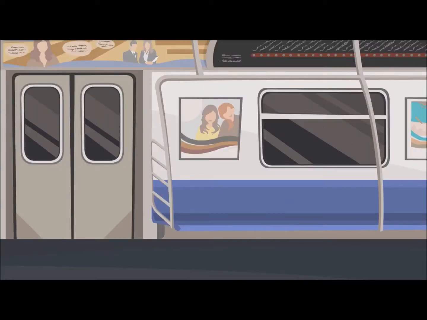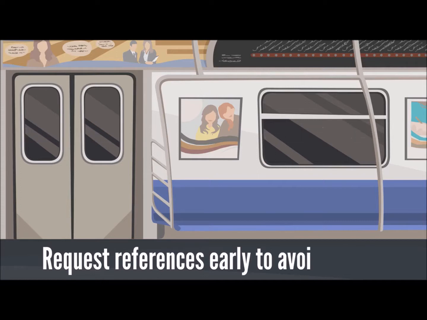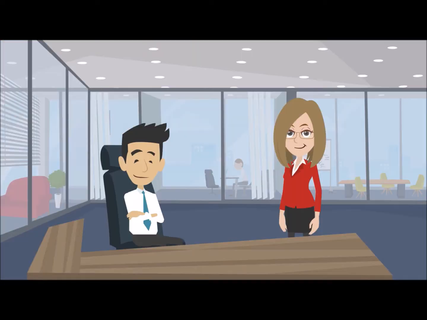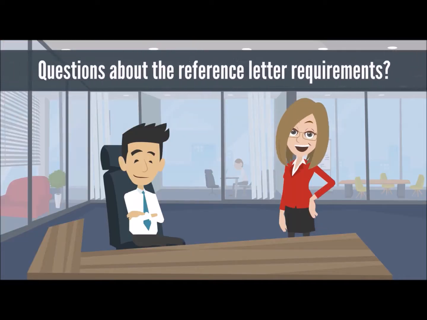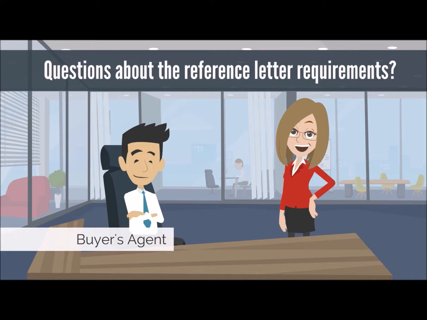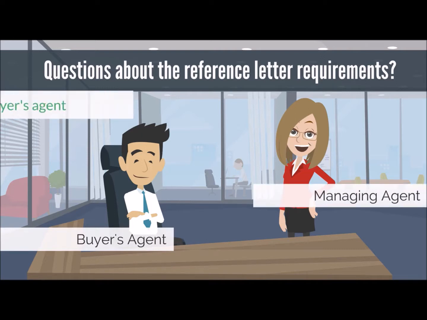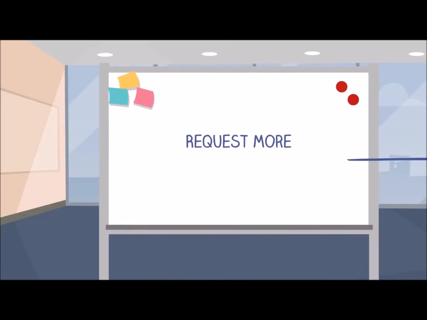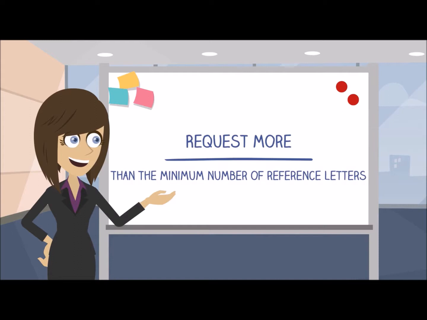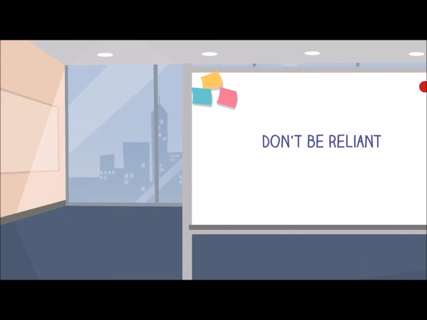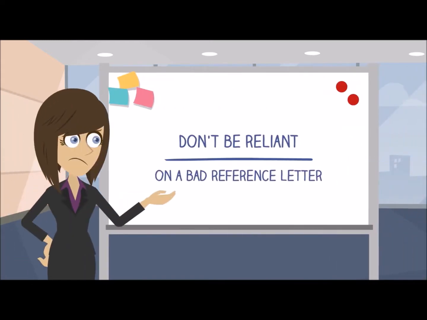To avoid delays in submitting your co-op board application, it's suggested that you request reference letters as soon as you have a fully executed contract. If you have any questions about how many letters are required or who you should ask to write them, you should ask your buyer's agent to clarify the application requirements with the co-op's managing agent. It's also a good idea to request more than the minimum number of reference letters.